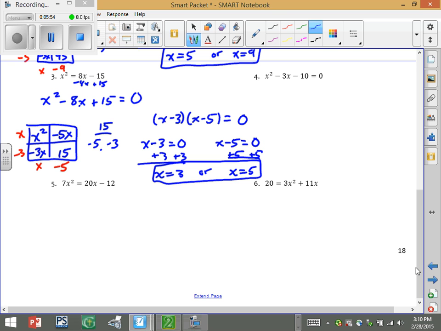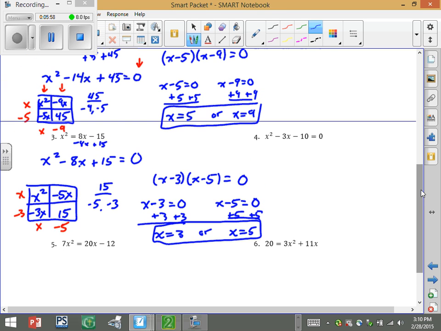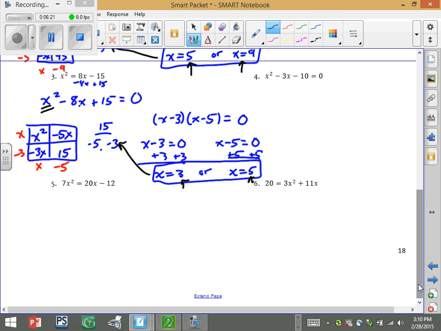What you should actually notice, these numbers that are popping up right here are actually the opposites. If you look closely, the numbers inside the box here are the exact opposites of what happened there. 3 and 5, those are the exact opposites of the ones you found there. And that's the case whenever your leading coefficient is 1, or you just have x squared at the beginning like you do in number 1 and number 3. Number 5 is a little different.